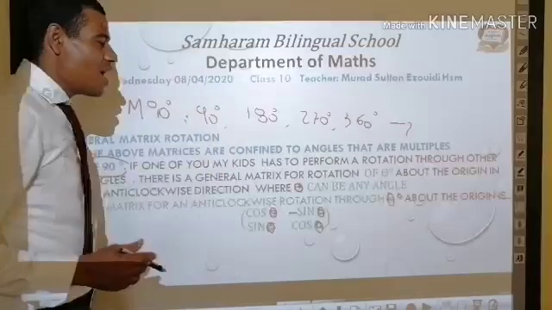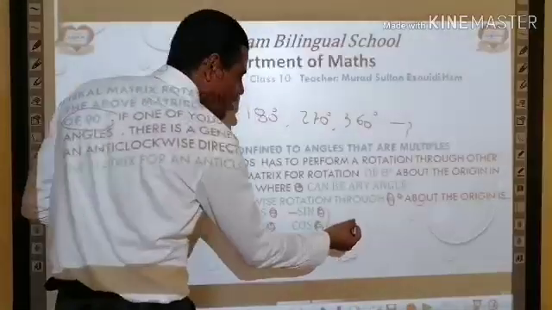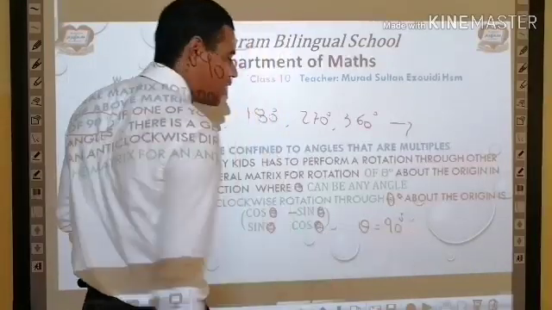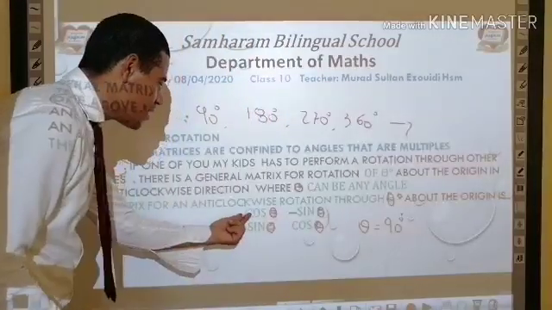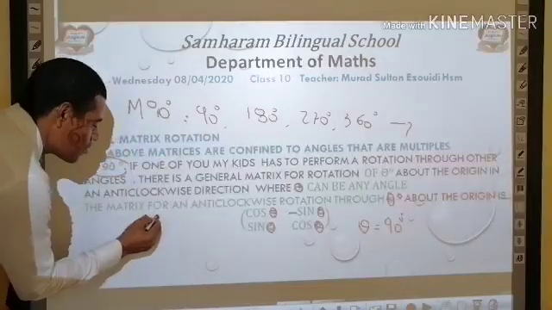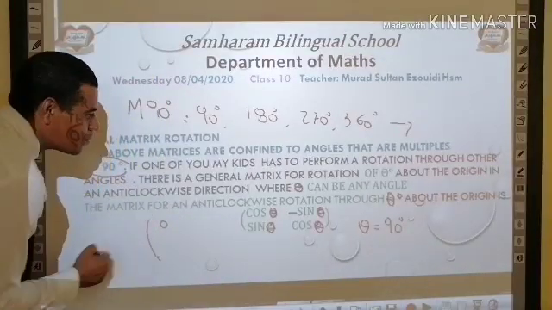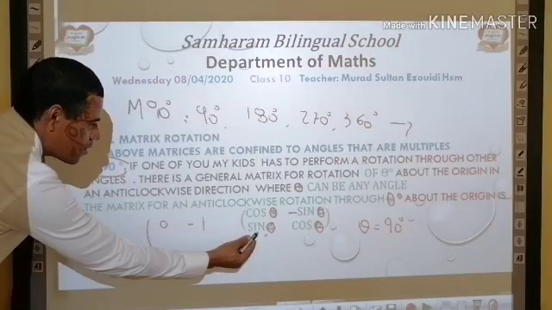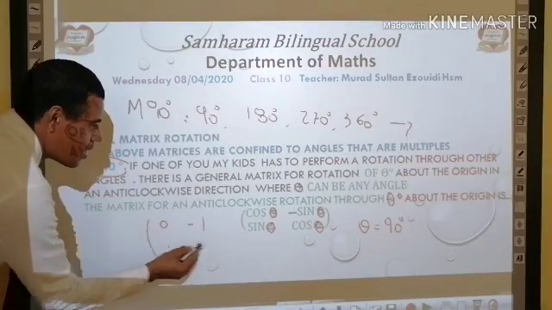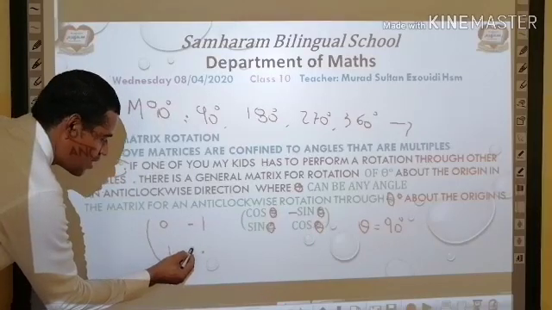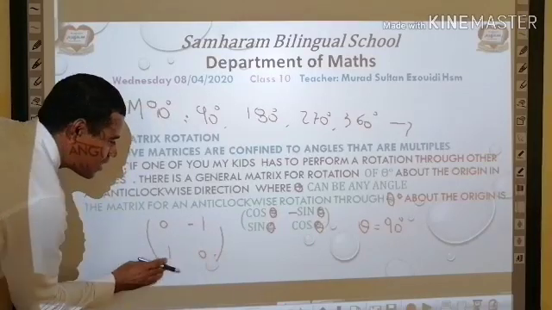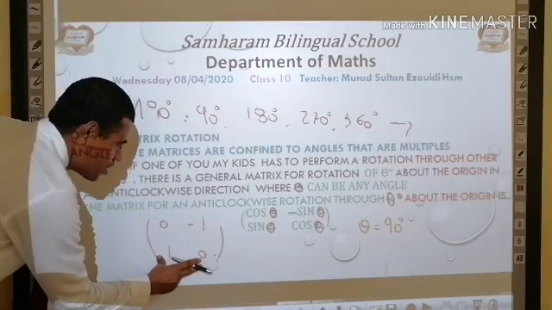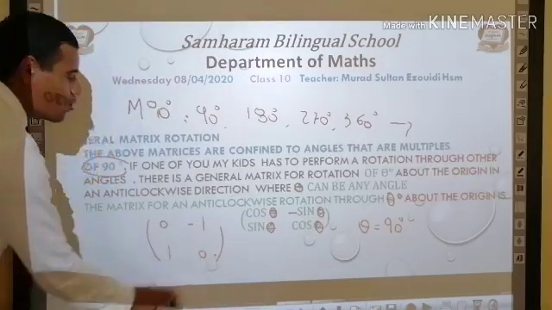Just if the angle, for example, in the question, theta equals 90 degrees, so we just make cosine of 90. Cosine of 90 is 0. Minus sine of 90 is minus 1. Sine of 90 is 1. And cosine of 90 is 0. So this is the matrix for rotation about the origin anti-clockwise through 90 degrees.